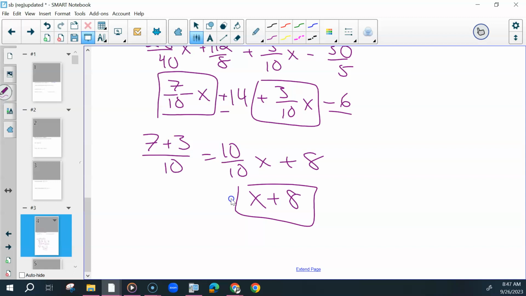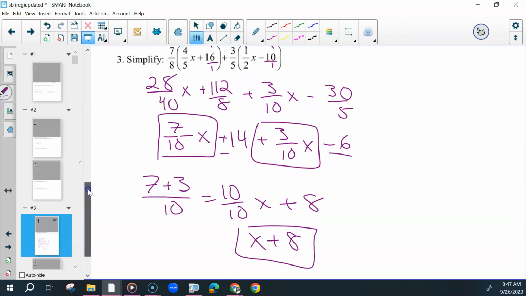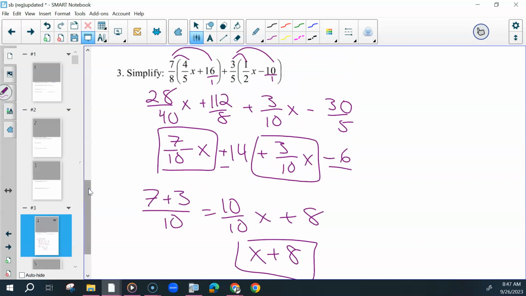So make sure you have all that work. You, again, didn't need to write this. You could have done it here, and then the rest of the work in the final answer. And then let's do 5.